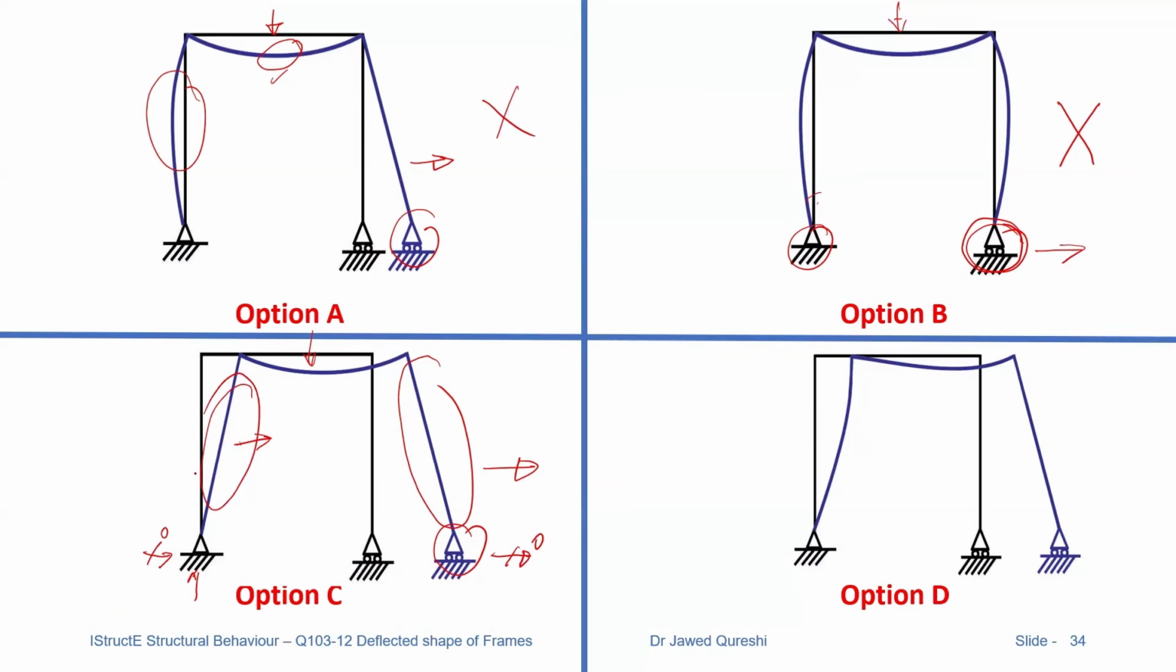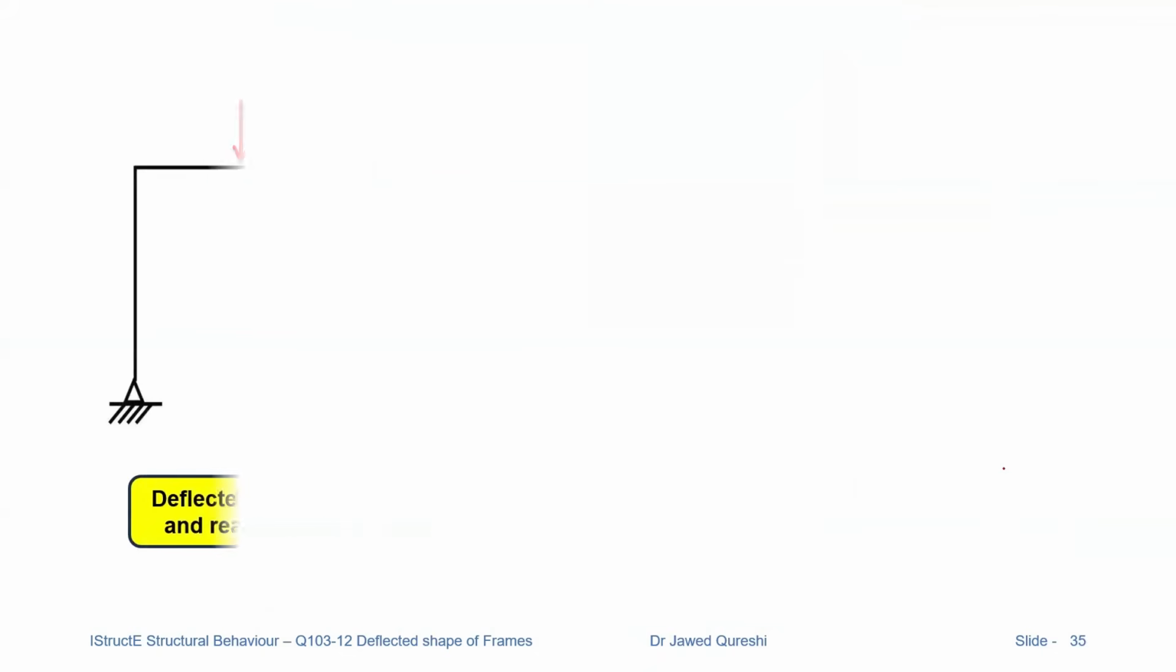And then I move to option D. In option D, you can see that left column is bending. That means that this is incorrect. It will not bend because horizontal reaction is 0. Let's now draw the deflected shape.